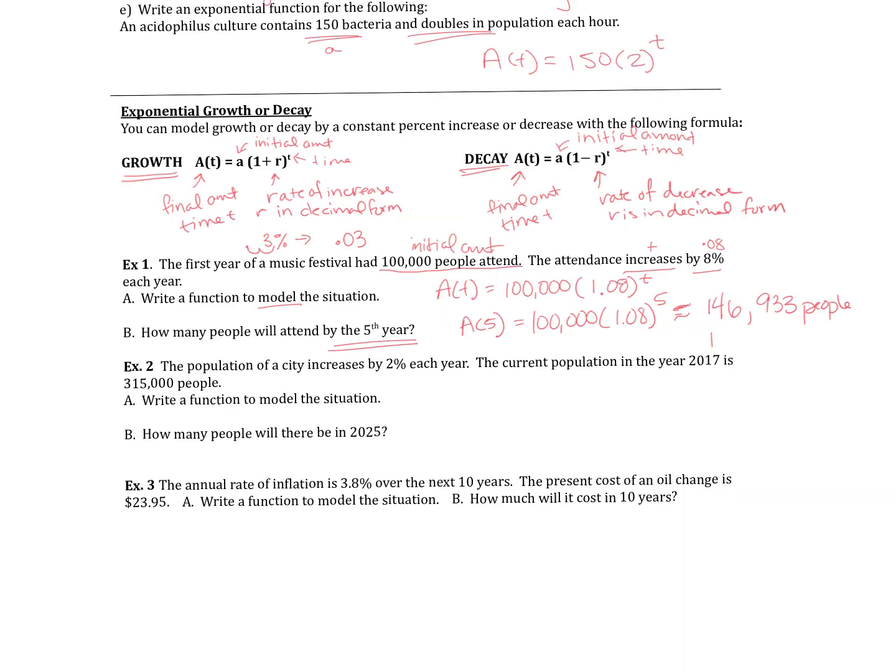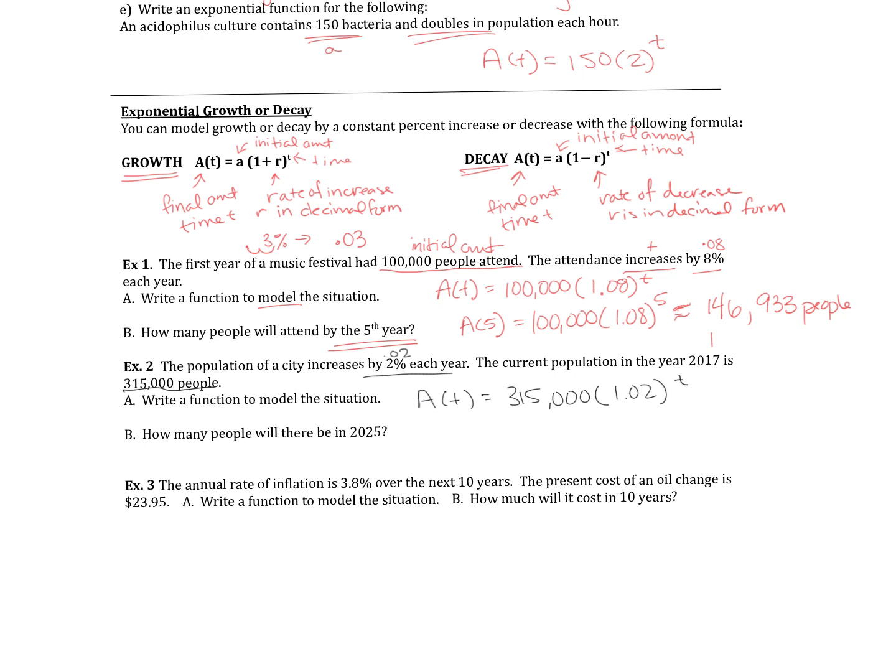So let's take a look at example 2. The population of a city increases by 2% each year. The current population in the year 2017 is 315,000 people. Write a function to model this. So the amount of people at any time t is going to be equal to the initial amount times 1 plus my rate, which is 0.02 when I write it as a decimal, so 1.02 to the t.